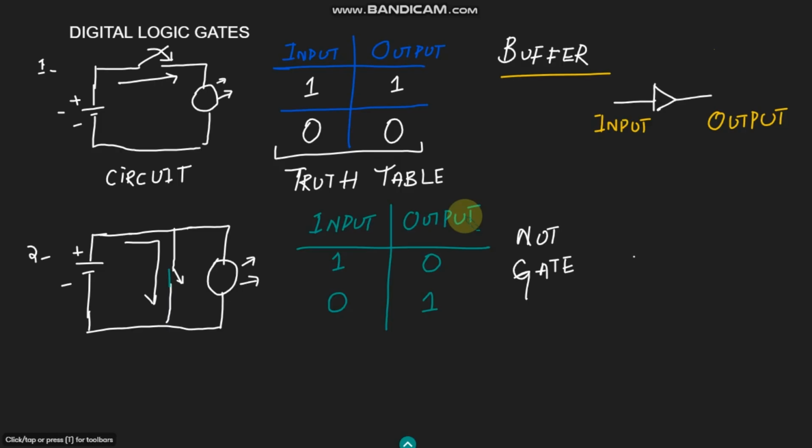And how it can be represented, it can be represented by using the buffer with this bubble at the output, and it is the input and that is the output. So here we have two types of logic gates. The first one is the buffer, the second one is the NOT gate. Okay, so this is the representation.